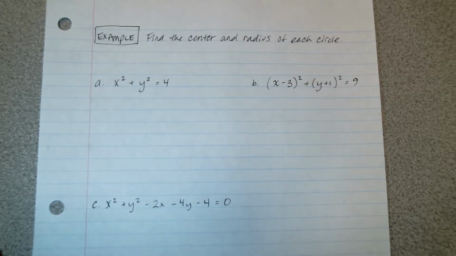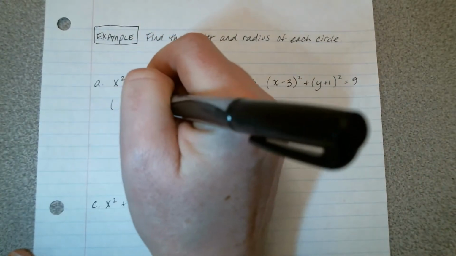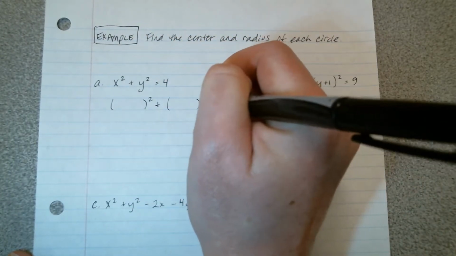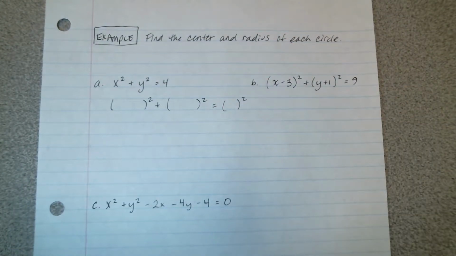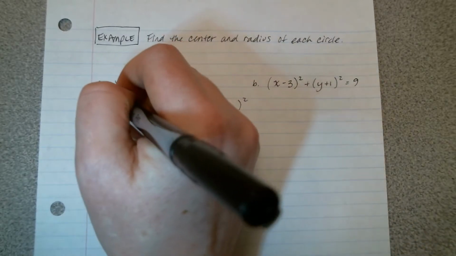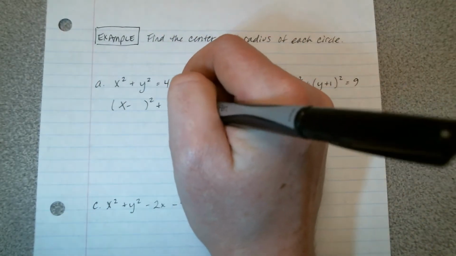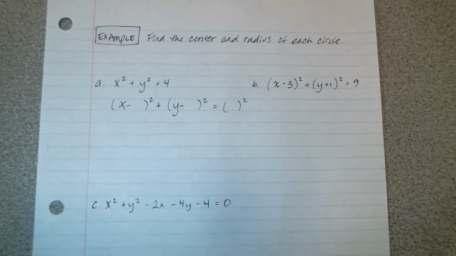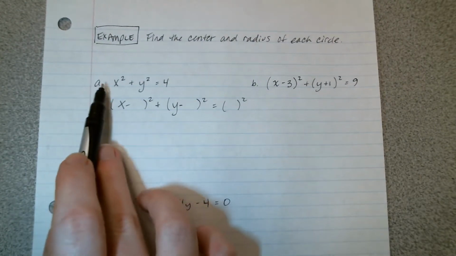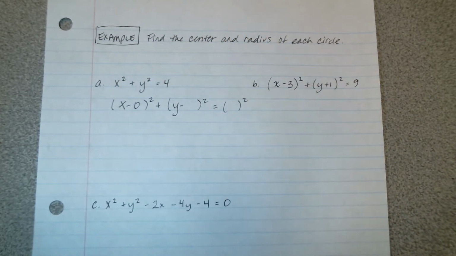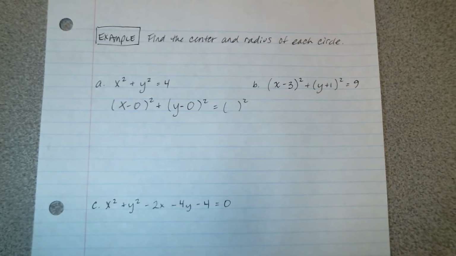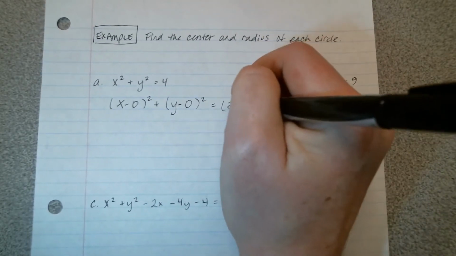So let's actually, for part A, x squared plus y squared equals 4. What I'm going to do is rewrite this so it's a little more obvious as to what the center and radius are. So remember, standard form is x minus the x coordinate squared, y minus the y coordinate squared, and the radius squared. But this equation has to match this one. So x squared is really the same as x minus 0 squared. y squared is the same as y minus 0 squared, and 4 is 2 squared.